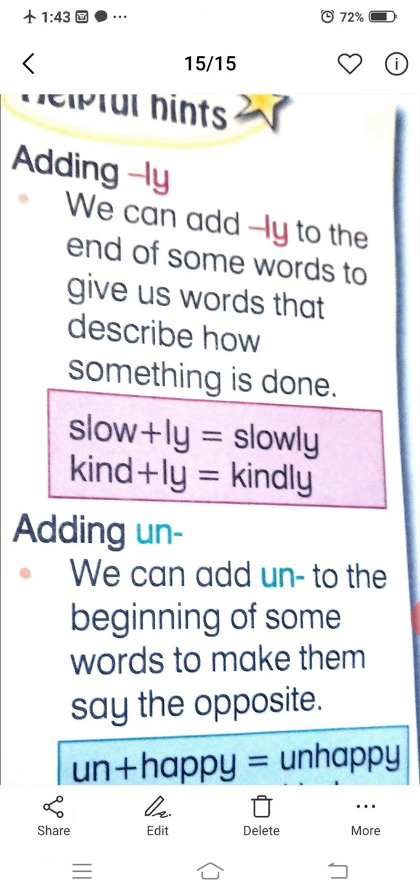Like the example that we have here, adding "ly". So we have slow, the root word, plus the suffix "ly" equals slowly. Kind is our root word plus the suffix "ly", it becomes kindly. Now, adding "un" is not a suffix. This is called a prefix. Now, what is a prefix?